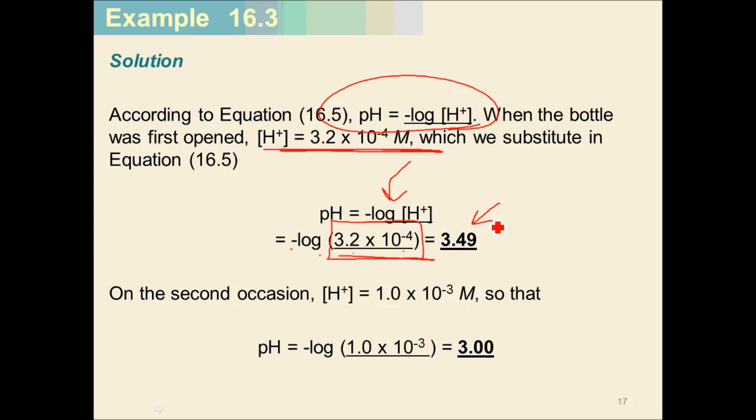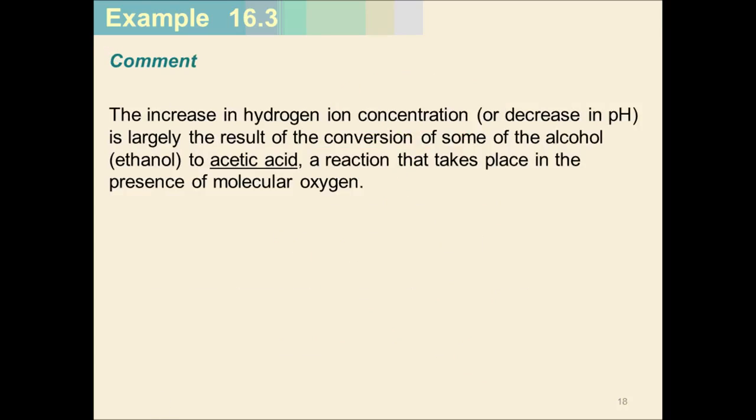On the second occasion, we can see this is easy. There was a whole integer there, and so all you have to do is take the exponent and reverse the sign. And that is your pH. Your pH for 1 times 10 to the minus third is 3. On slide 18, a comment: the increase in hydrogen ion concentration that caused the decrease in pH is largely the result of the conversion of the alcohol, the ethanol, to acetic acid, a reaction that takes place in the presence of molecular oxygen.